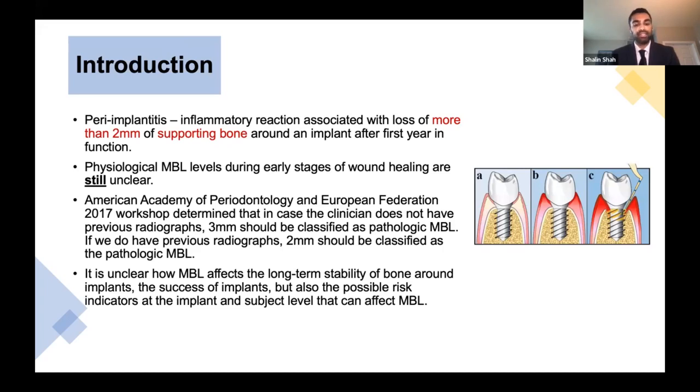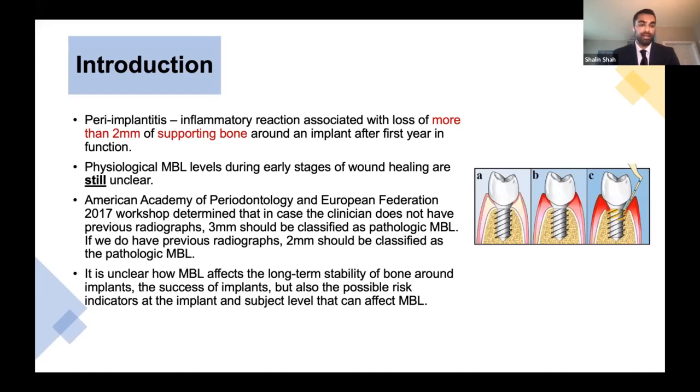And although several studies have focused on the investigation of MBL, the physiological MBL during the early stages of wound healing is still unclear. And what's also unclear is how MBL affects the long-term stability of bone around implants, the success of the implants, as well as the possible risk indicators at the implant and subject level that could affect MBL. So pre-2017, many studies suggested that 2 millimeters should be considered the radiographic threshold for pathologic bone loss.